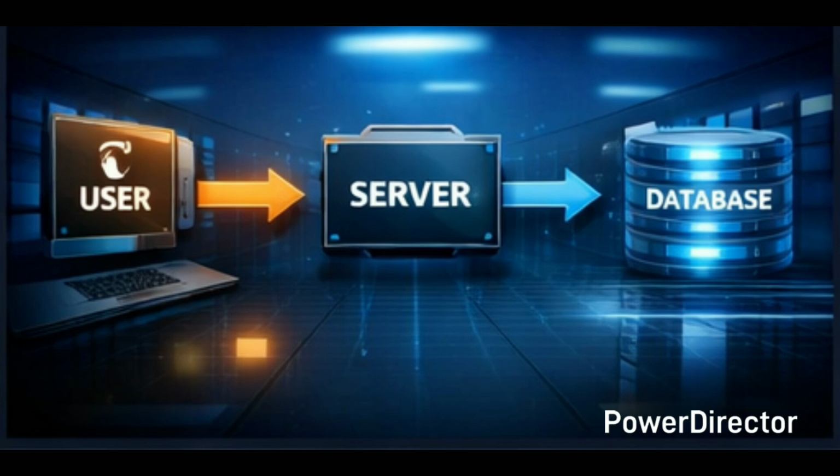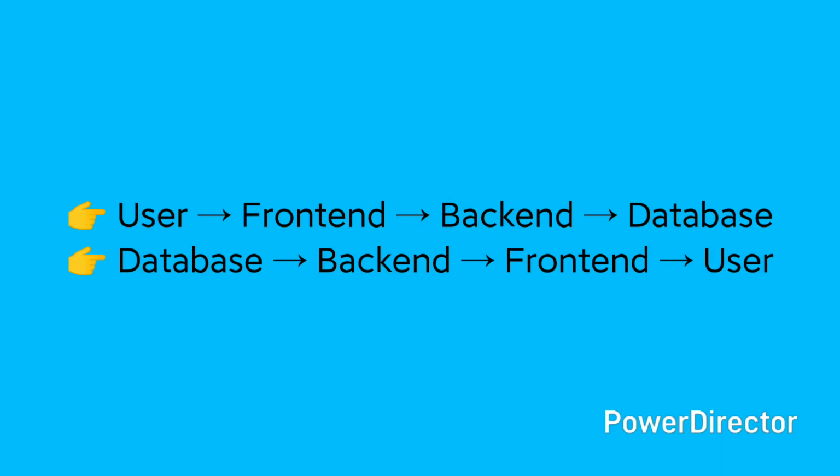Let's connect all parts. First, the user sends a request through the front end, which goes to the back end and then to the database. After processing, the database sends the response back to the back end, then to the front end, and finally to the user. This loop happens constantly. Every tap means communication happening behind the scenes.